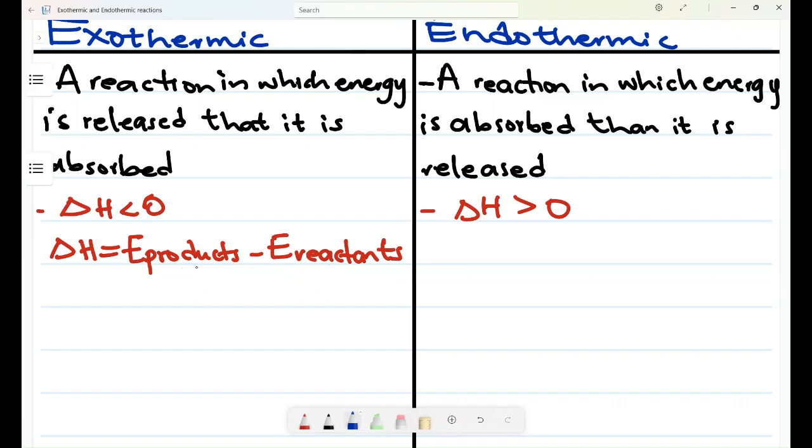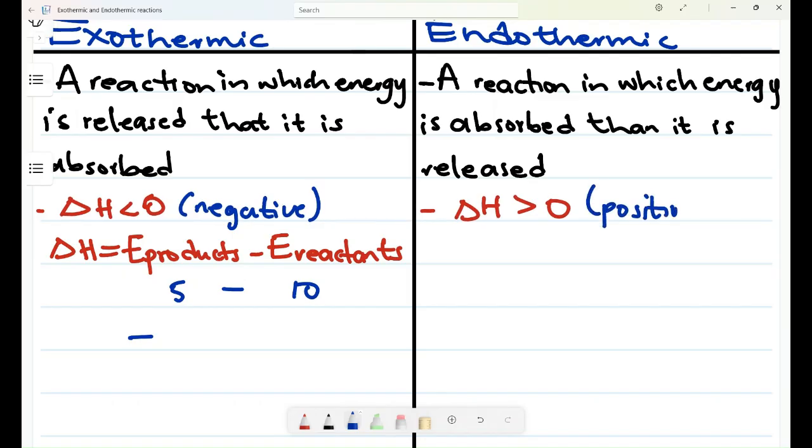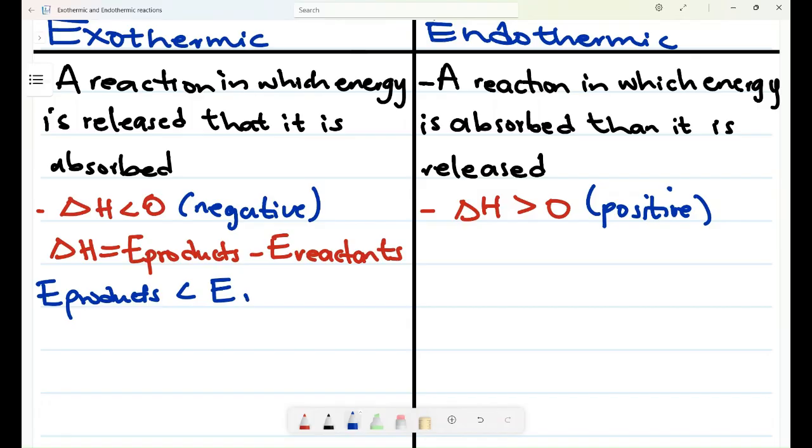Why am I saying that? If this is 5 and this is 10, and when we subtract, this is lower and this is higher, can you see our change in enthalpy will be negative, and less than 0 means negative. Greater than 0 means positive, in case you get confused. So 5 minus 10 is negative 5. So our change in enthalpy is less than 0. Therefore, for this reaction, the energy of the products should be less than the energy of the reactants.